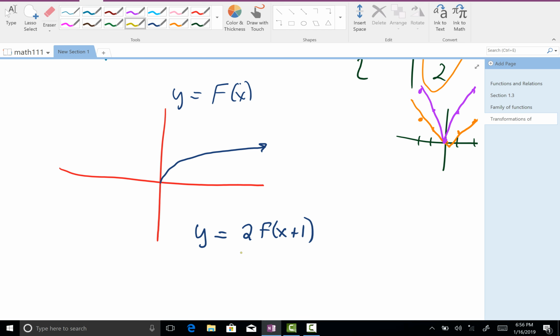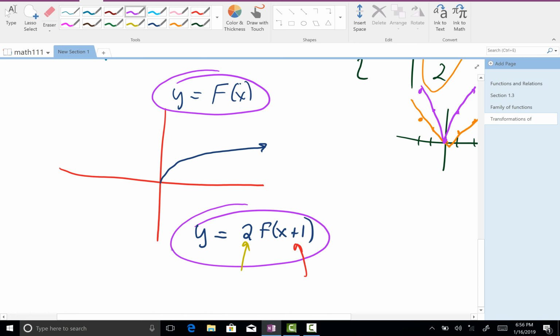Okay, so let's analyze this. What is this going to do? A vertical stretch. And what is this going to do? Okay, how much? Which direction? Okay, so that means that I should take this, and if I graph that, I'm going to move back 1, and then I want to stretch it, right? Boom, like that. Okay, so I move it back 1, and I stretch it.